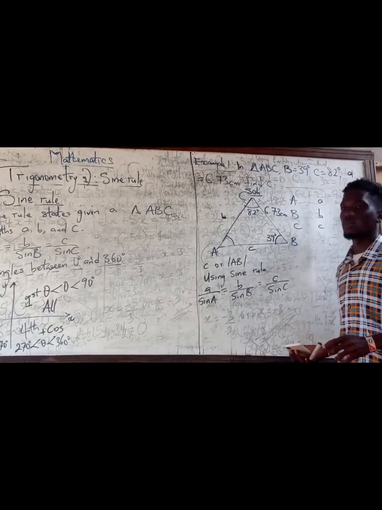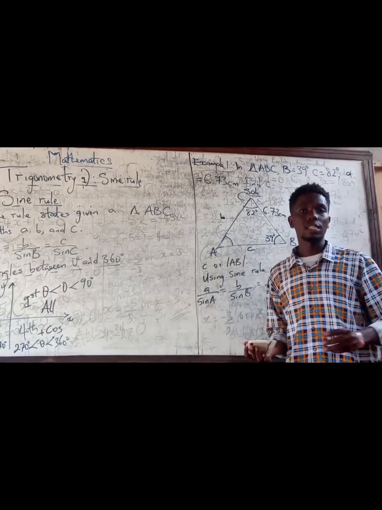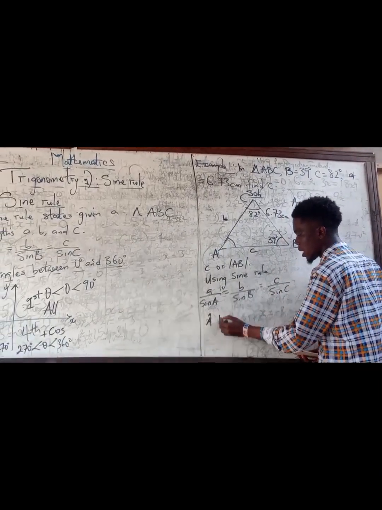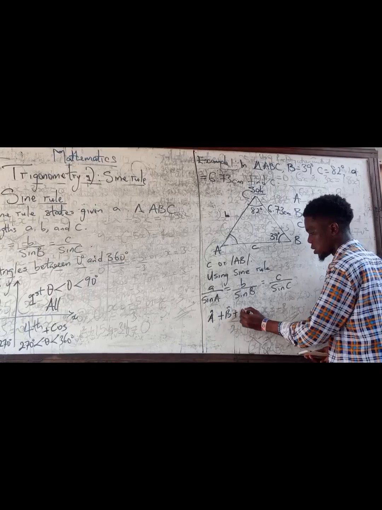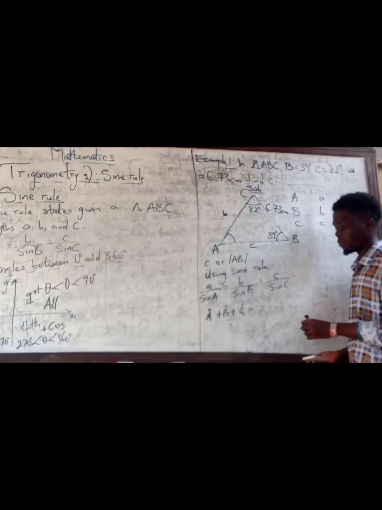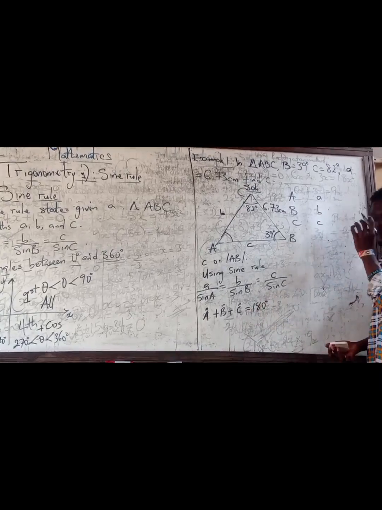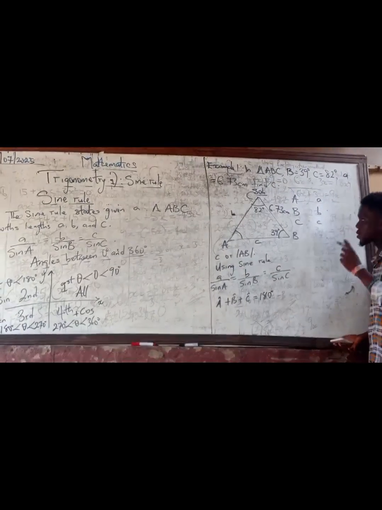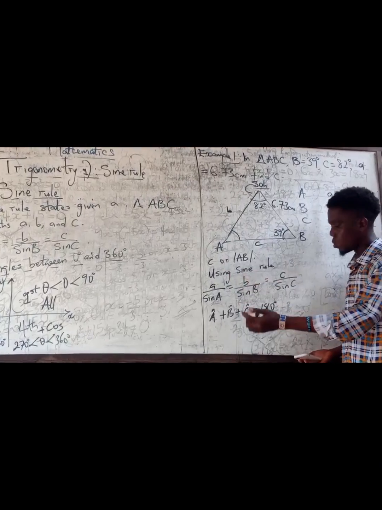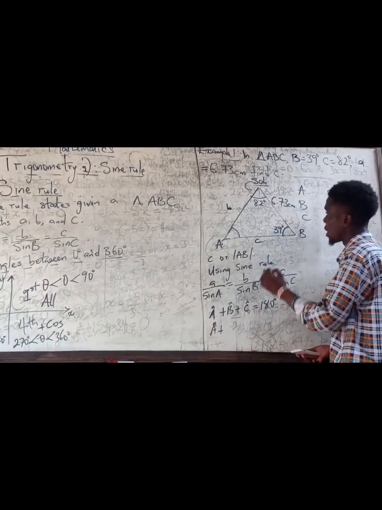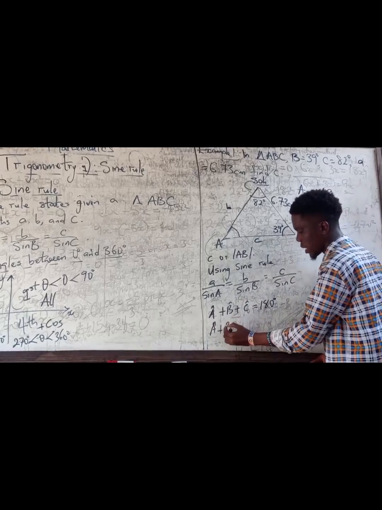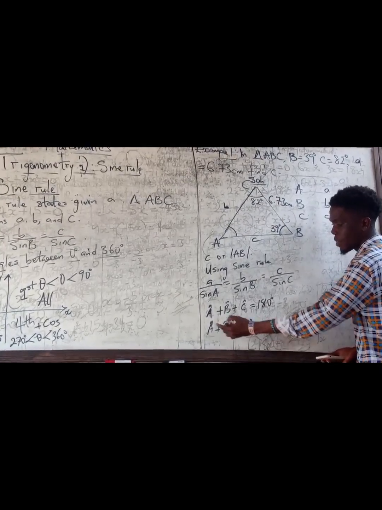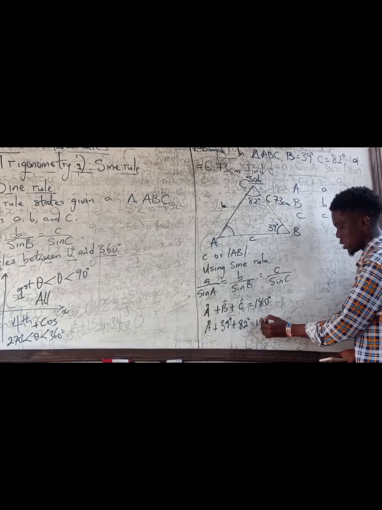And what is the sum of angles in a triangle? The total sum of angles in a triangle is 180 degrees. That simply means angle A plus angle B plus angle C must add up to 180 degrees, because it is a triangle, right? So on angle A, we don't know that now, so we just put that as A. But we know the angle on B is 39 degrees. The angle on C is 82 degrees. So everything must add up to 180 degrees.